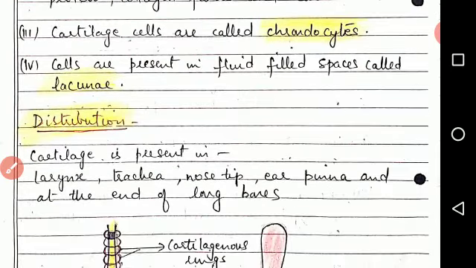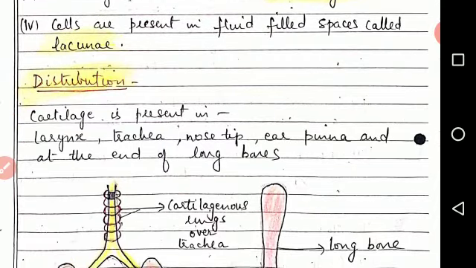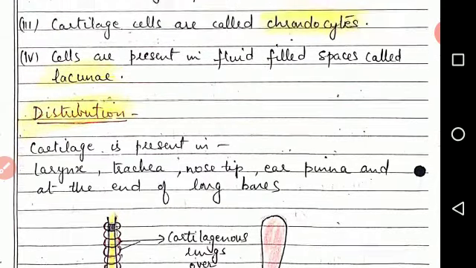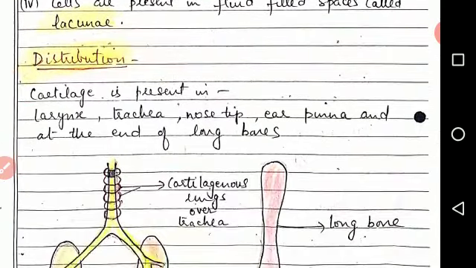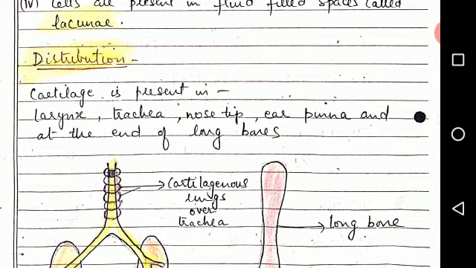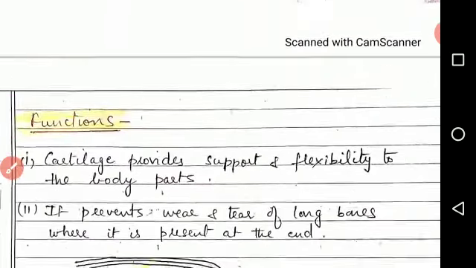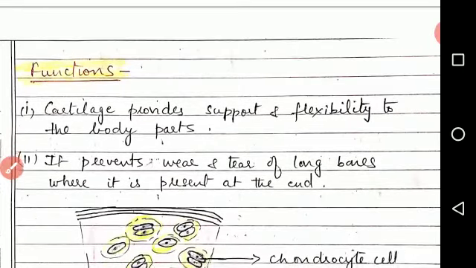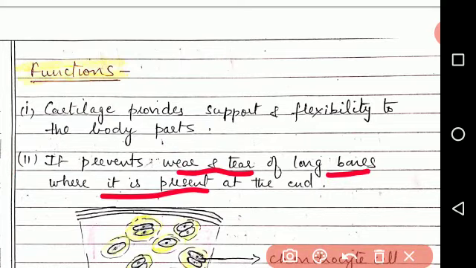Distribution: cartilage is present in larynx, trachea, nose tip, ear pinna, and at the end of long bones. Functions: cartilage provides support and flexibility to the body parts. It prevents wear and tear of long bones where it is present at the ends.